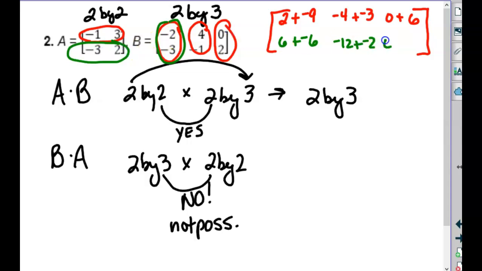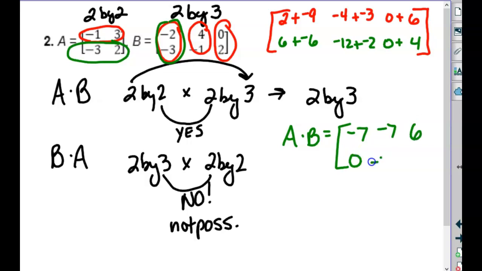-3 times 0 plus 2 times 2. So I got as an answer for A times B, -7, -7, 6, 0, -14, 4. Did I add and multiply right, guys? Now, could we put that in our calculator and do it?